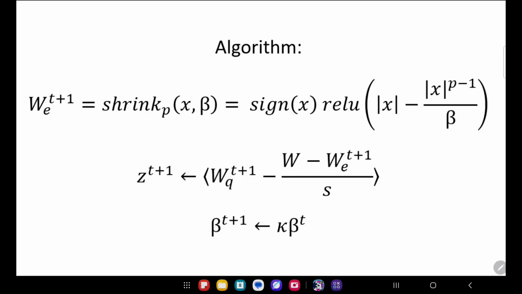For a specific beta, first we find the next WE, which is sign of x into ReLU of mod of x minus mod of x to the power p minus 1 divided by beta, where x is the error term. Next, Z becomes mean of WQ at t+1 minus W minus WE at t+1 divided by S. And then we increase beta by some constant kappa, so that beta keeps on increasing in each iteration.